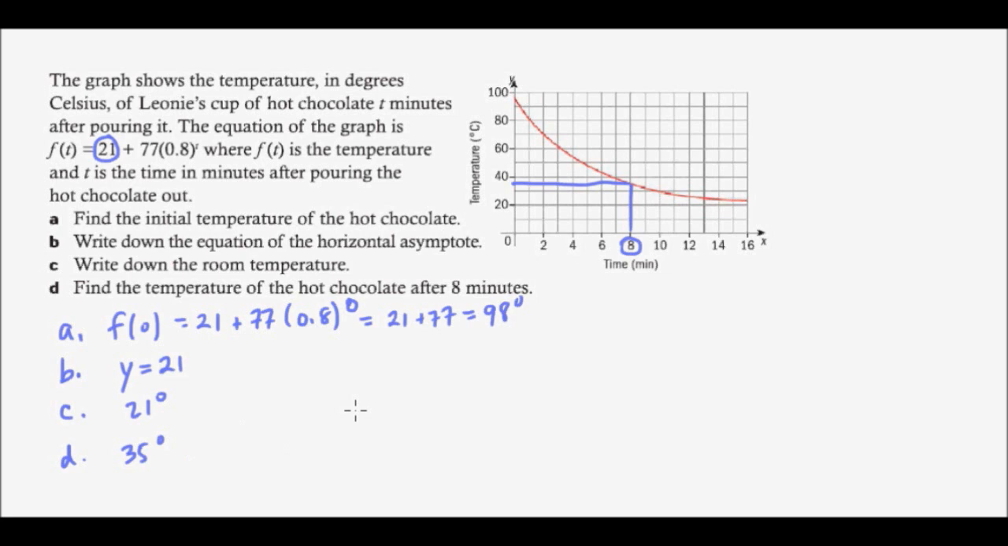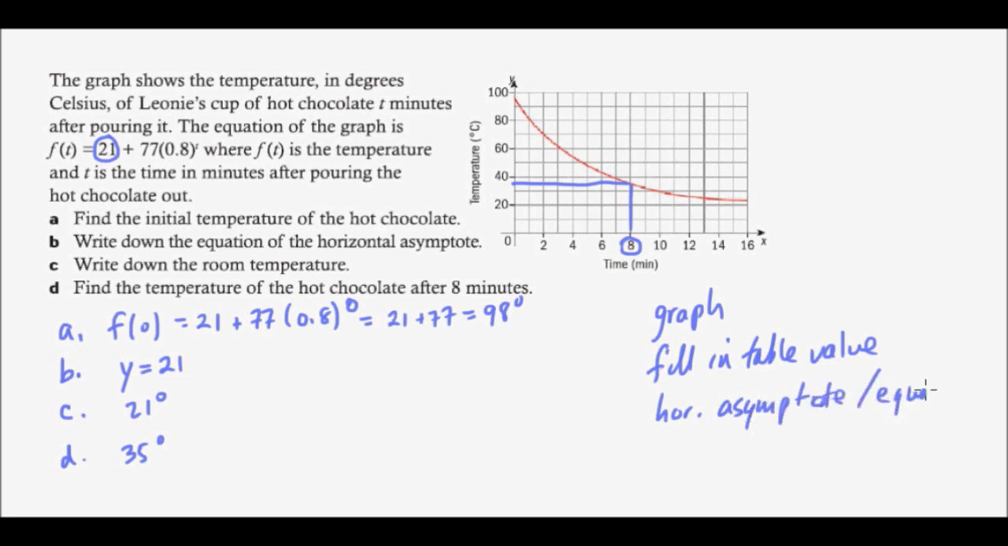What you need to be able to take out of these problems is to be able to graph them, fill in a table of values, find horizontal asymptotes and write the equation for that, and read the graph as well. If you can do that, you are good to go. So let's move on to sine and cosine functions. That will be the last section in this one.